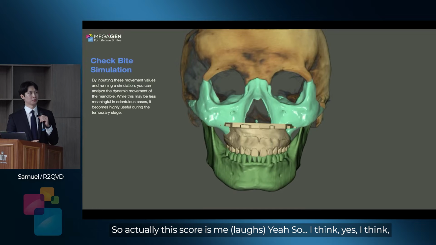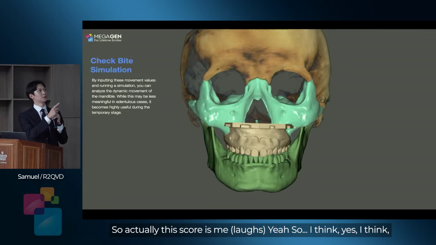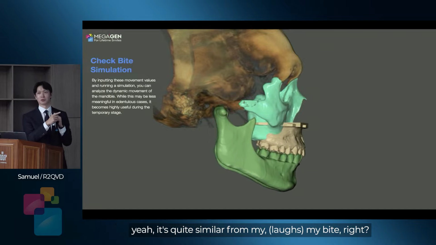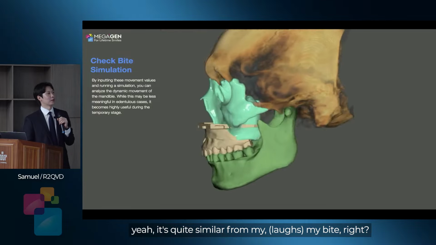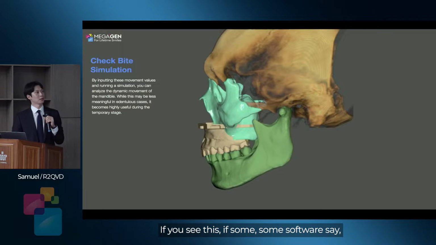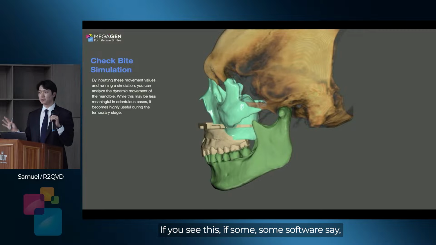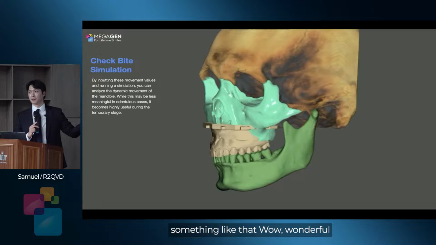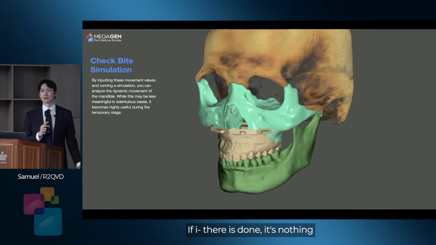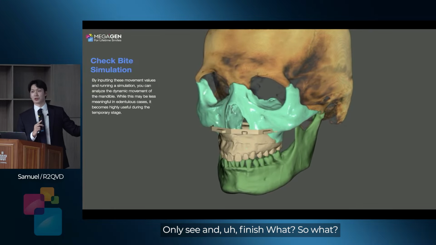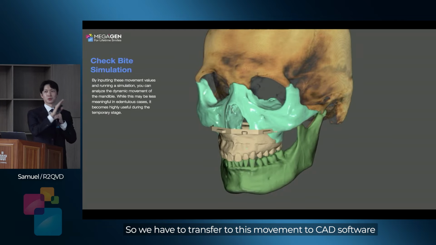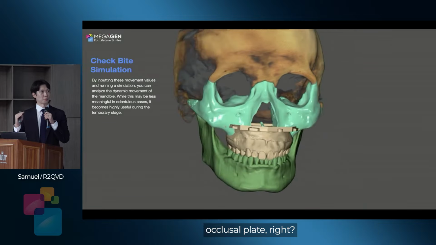Right? So, actually, this scan is me. Yes, I think it's quite similar to my bite, right? So, like this. If you see this, some software says it is patient motion, something like that. Wow, wonderful. If it is done, it's nothing, only see and done, finish. So what? We have to transfer this movement to the CAD software, occlusion plate, right?